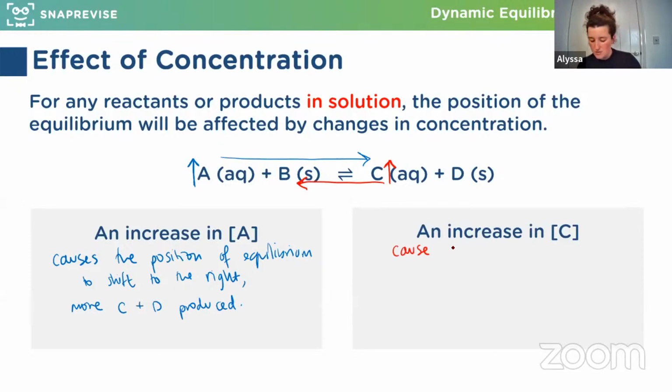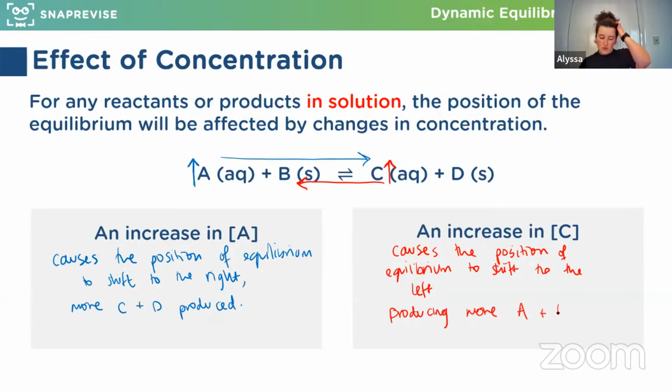So an increase in C causes the position of equilibrium immediately after the change to shift to the left to counteract that change, producing more of our A and B, more of our reactants. Brilliant, totally agree. Well done, everybody. Okay, so that's with concentrations.